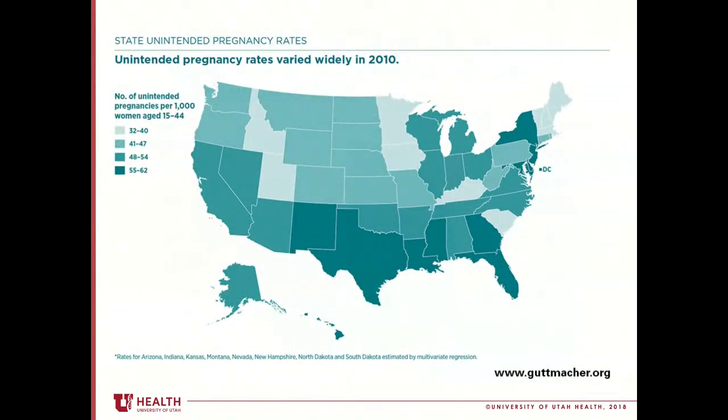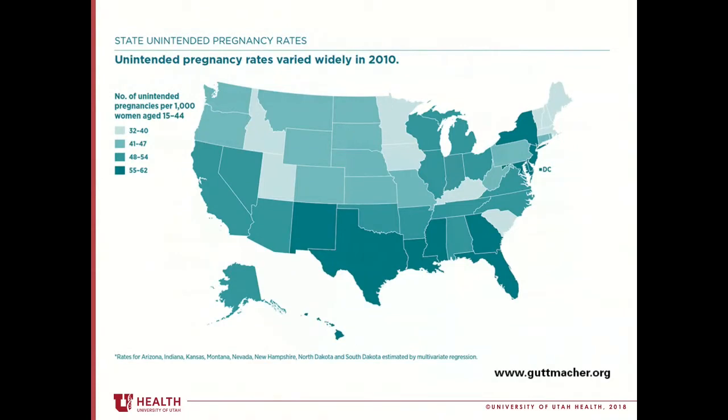Now, this map illustrates how unintended pregnancy rates vary widely in the U.S. The different colors represent the number of unintended pregnancies per 1,000 women aged 15 to 44. The lighter colors represent lower rates of unintended pregnancy, and the darker colors represent higher rates in those states. So you can see that Utah has a lower rate of unintended pregnancy compared to the rest of the country. In 2010, among 1,000 Utah women aged 15 to 44, about 32 to 40 of them experienced an unintended pregnancy.